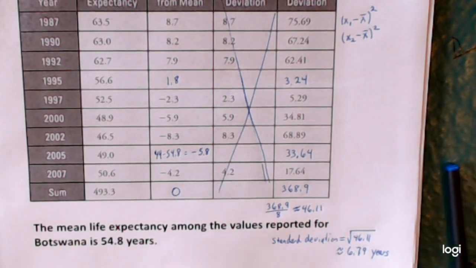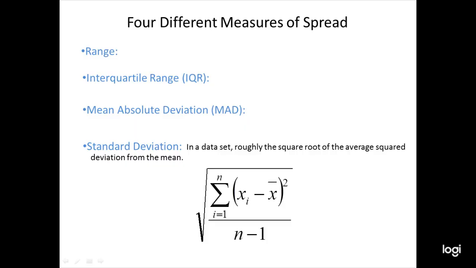So let me go back one more time to our definition of the standard deviation, and you can see what we did. We found our mean that was given to us. We calculated the deviation from the mean. We squared the deviations. We added them up. We divided by one less than the number of observations. And then at the very end, we took the square root. And that gave us the standard deviation. That's how we do the calculation.